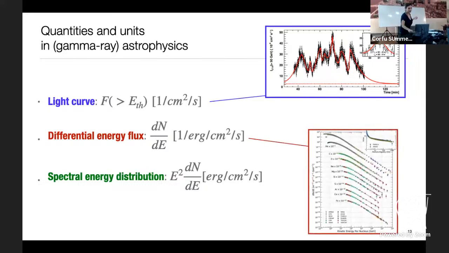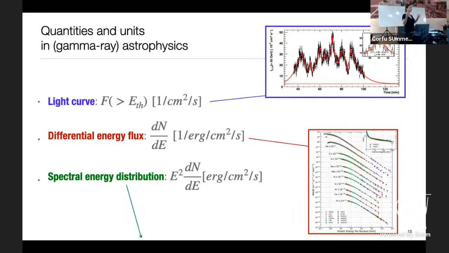Then another tool that we use is the differential energy flux, dN over dE. This is how many photons arrive as a function of their energy, the surface of the detector, and the time. So it's a rate of photons as a function of the area of the detector. You have seen this plot already. And then we have the spectral energy distribution, that is this plot multiplied by E squared.